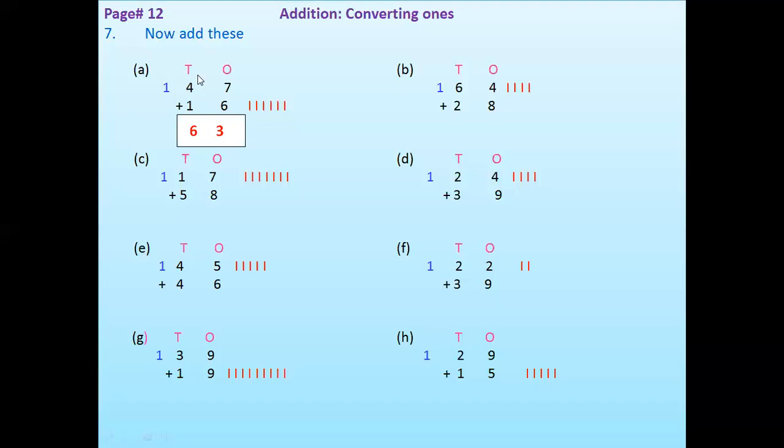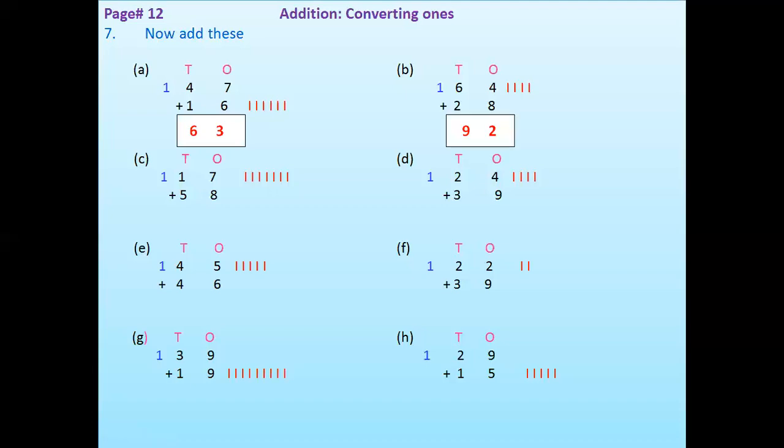But first we add the tens. 4 plus 1, 5, and then add this one into this. 5 plus 1, 6. Okay, first add these 2 digits, then add this one. This one comes from ones. We convert this 7 plus 6, 13, and this 1 will go to add into tens. 7, 6, 13, and then 4 plus 1, 5, and then 1, 6. Okay.